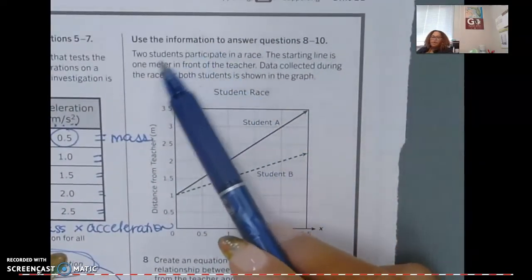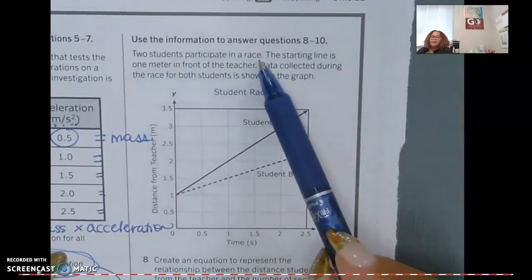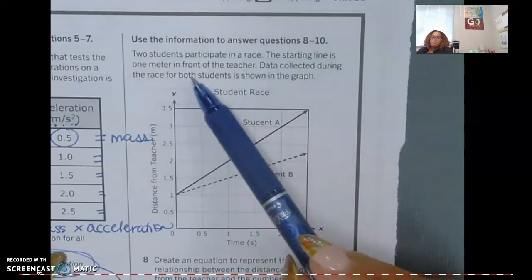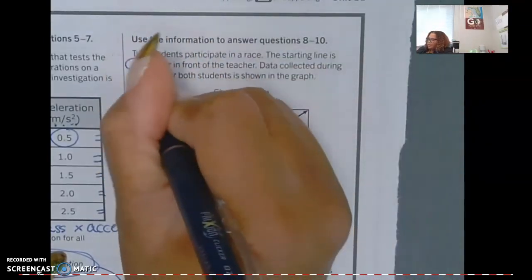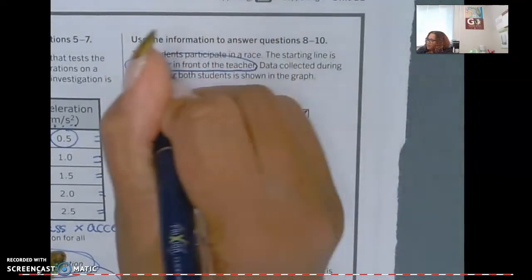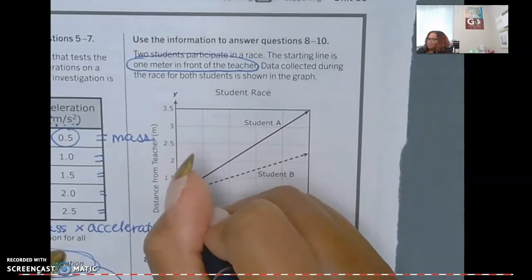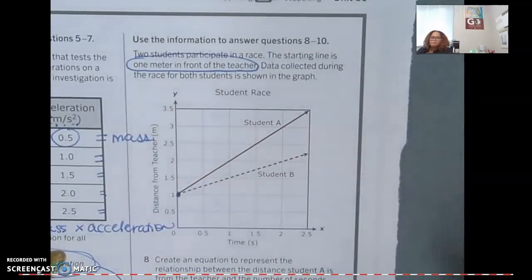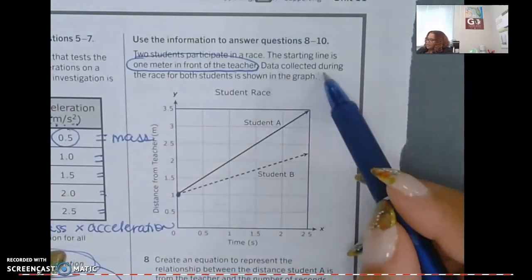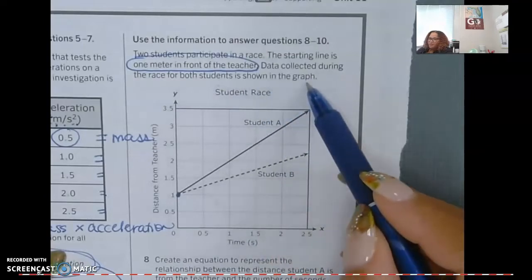Number 2. Two students participate in a race. The starting line is 1 meter in front of the teacher. Okay, we're not starting at 0, we're starting 1 ahead, hence why my y-intercept is 1. Data collected during the race for both students is shown in the graph.